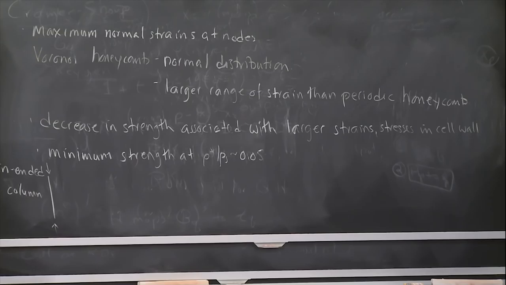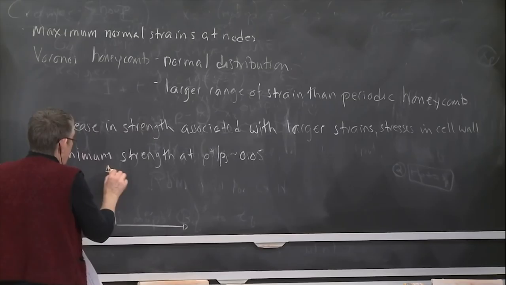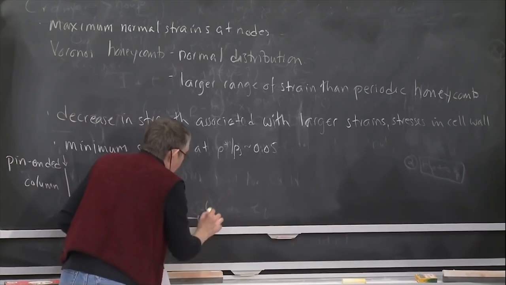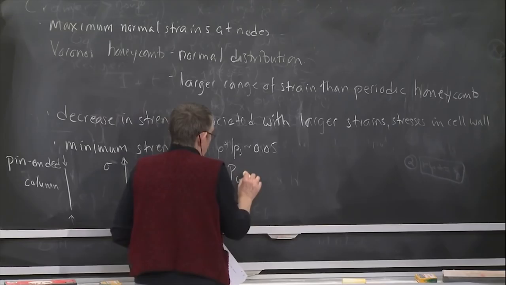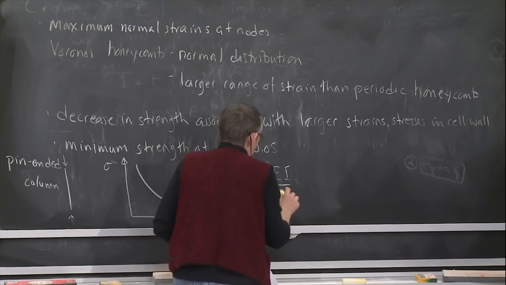And if you think just about a pin-ended column, and you make a plot of the strength, so we'll just say strength of that column against L over r, the slenderness ratio. So say it's a cylinder, L would be the length, r would be the radius. If you just had Euler buckling, you'd get a curve that looked like that. Remember, the Euler buckling load is pi squared EI over L squared. So I goes as r to the fourth.